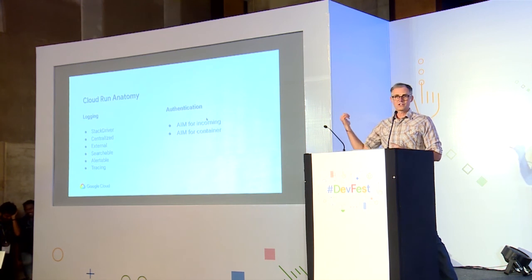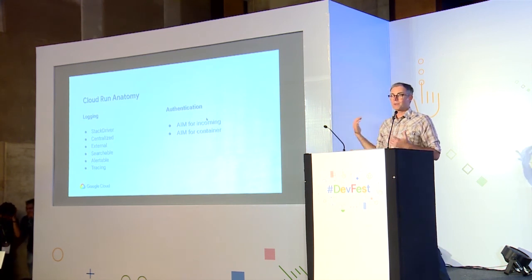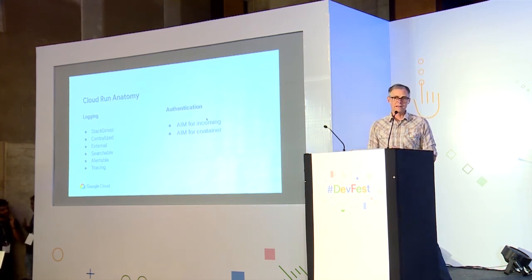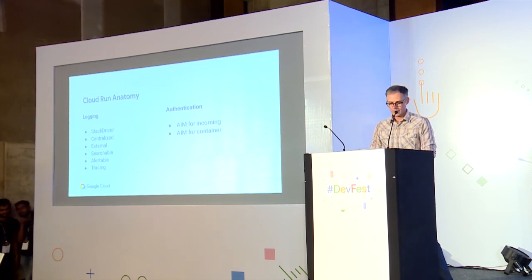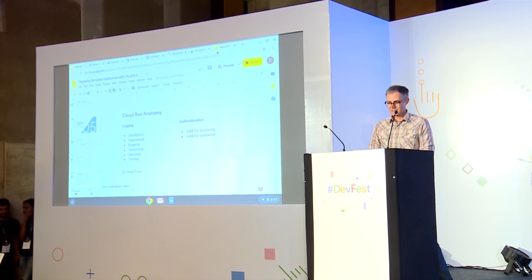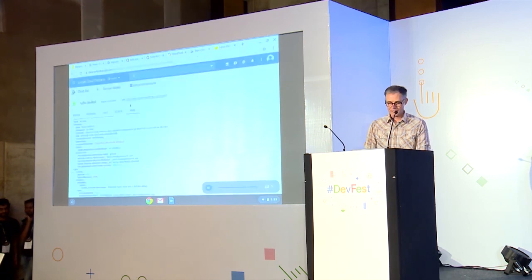So the service that I showed you before is a public service, so it's just out there on the internet, anyone can access it. But we can protect access to our applications through IAM for incoming requests, and then we also can set the account that the container actually runs as. So let's go take a look at those things, and then we'll wrap up.